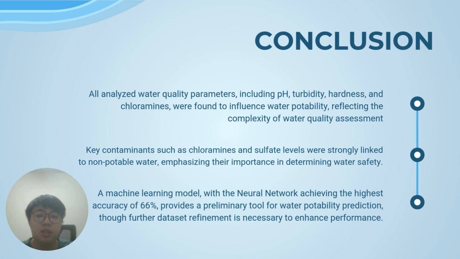Lastly, our machine learning neural network achieved the highest accuracy of 66%, providing a preliminary tool for predicting water potability, while the model offers valuable real-time decision-making capabilities. Further refinement of the dataset is essential to improve accuracy and reliability in practical applications. This finding underscores the importance of comprehensive water quality monitoring and the potential of machine learning in addressing public health challenges. Thank you.